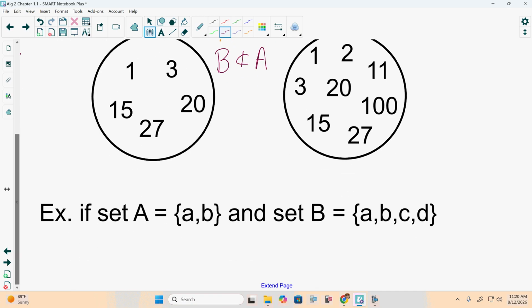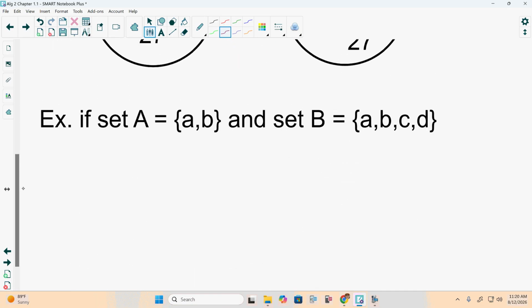Or we can use letters, because we have that there. Set A is AB, set B is ABCD. So again, we can say A is a subset of B, because everything in set A is contained in set B. Just like the previous one. Can we say that B is a subset of A? Because B also contains C and D. We have an understanding of what a subset is? Not too bad.